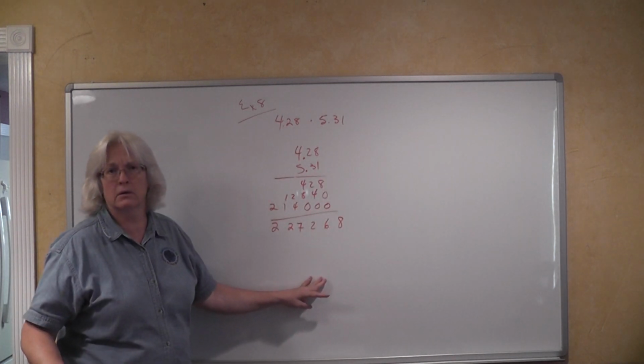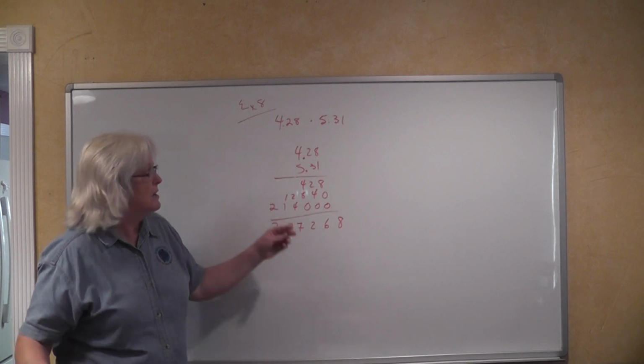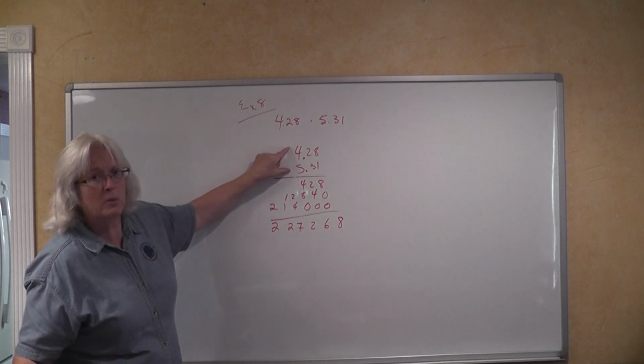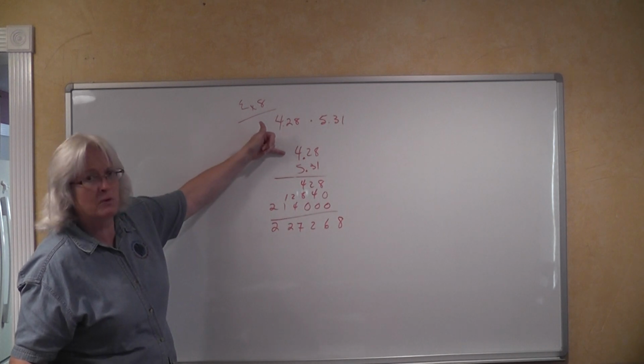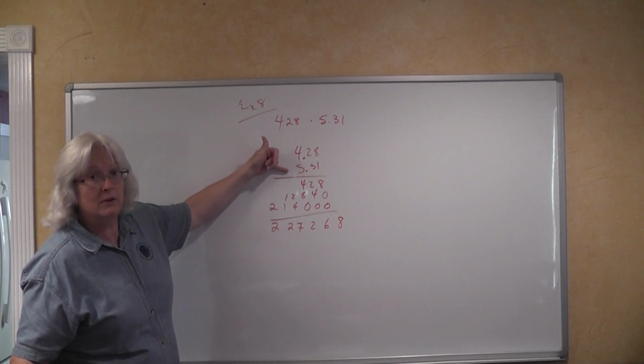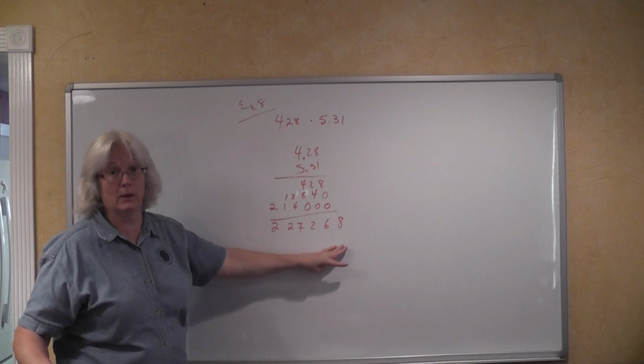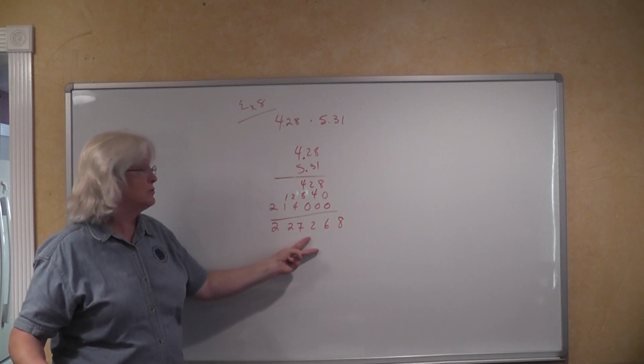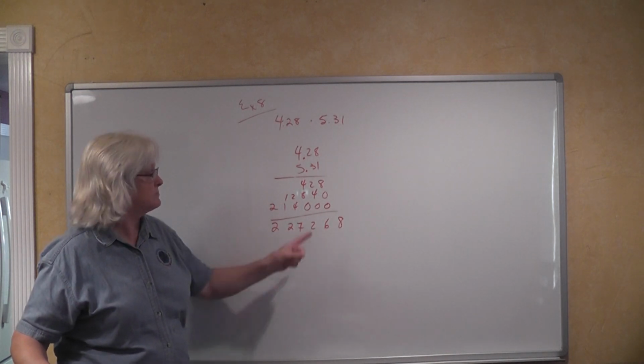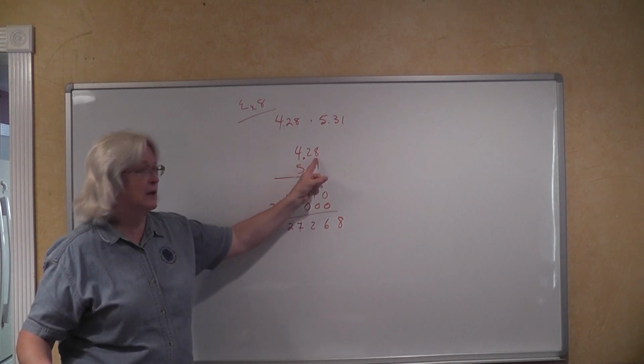Now this is why I hate calculators being used too early, because you might think, well, yeah, that looks reasonable. But look at this, what are we really multiplying? We're multiplying something close to 4 by something close to 5, and 4 times 5 is nowhere close to 227,000. We have to take care of these decimal places.